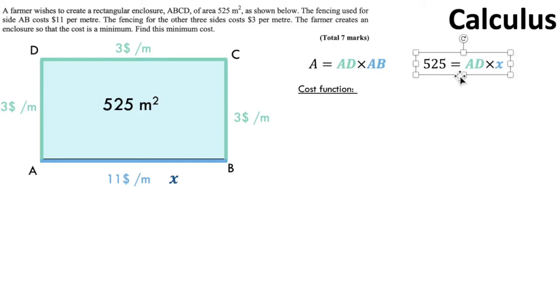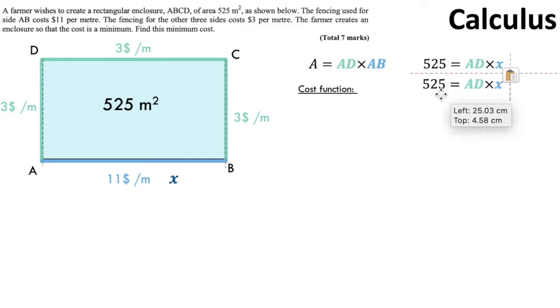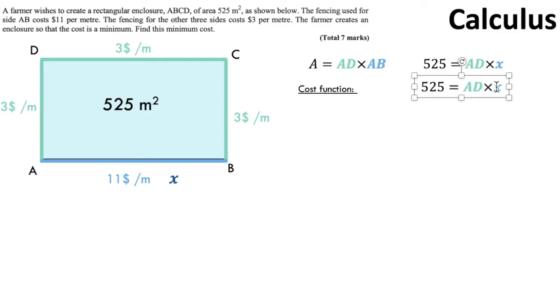So let's do that. It would look around like this. If you want to move the x onto the other side, you divide. So 525 divided by x is equal to AD. Good. So now we have AB, that one is equal to x. Now we can label all the other sides. So AD, for instance, we know already is going to be 525 divided by x.